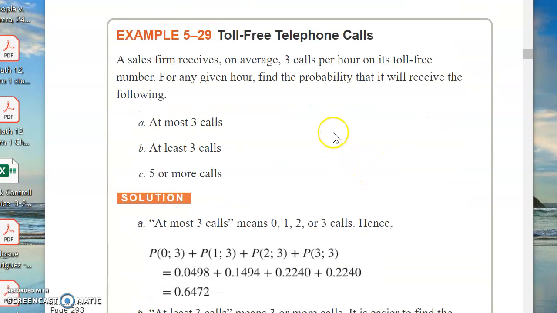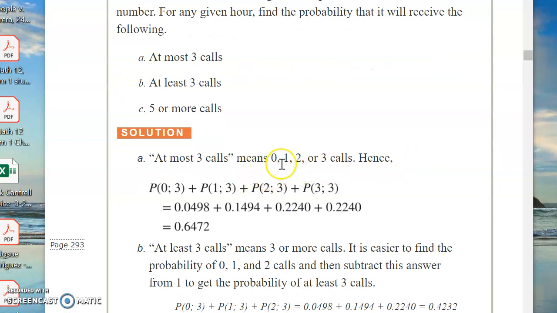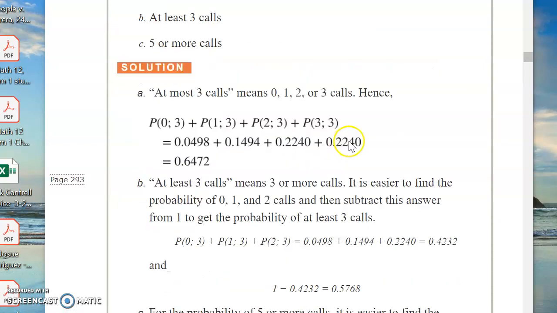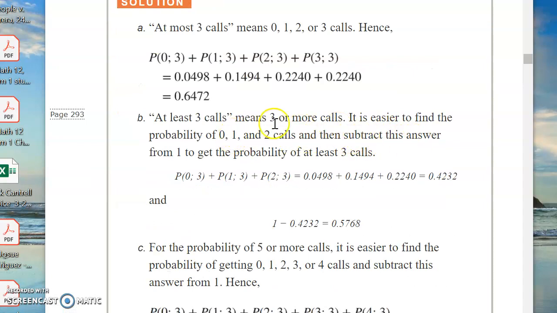Okay, so we've got toll-free phone calls, the same basic idea. I think what this is trying to teach you is how to understand this language. When we say at most 3 calls, at least 3 calls, what does that mean? At most 3 calls means 0, 1, 2, or 3 calls. At least 3 calls means 3 or more.